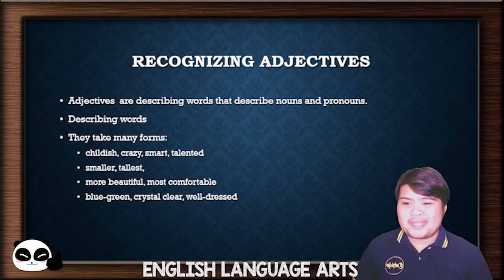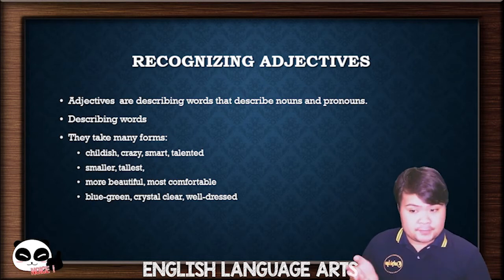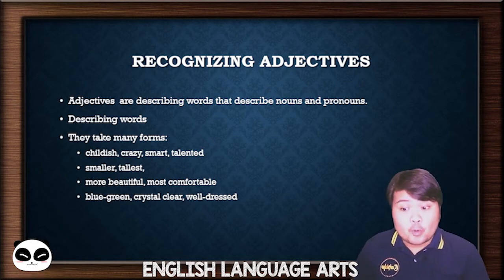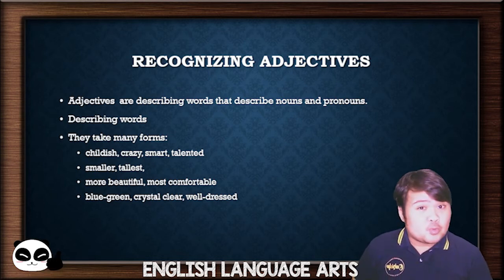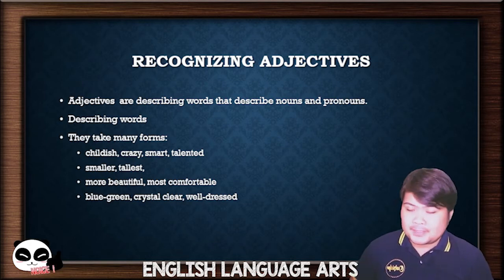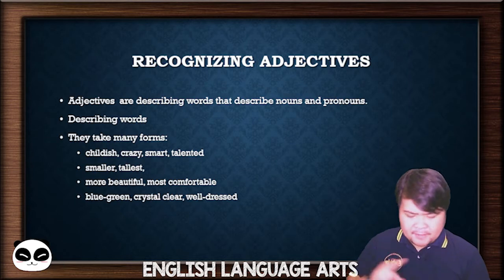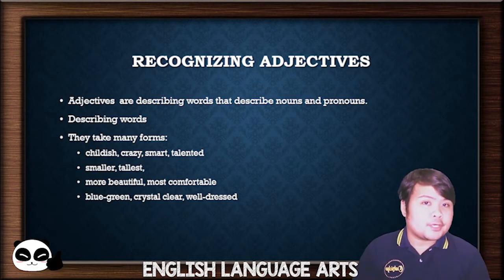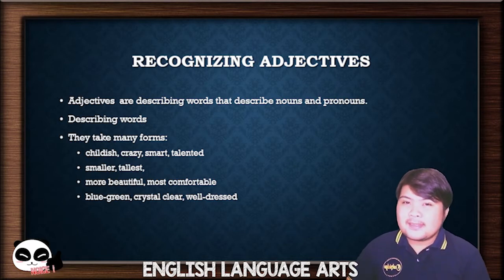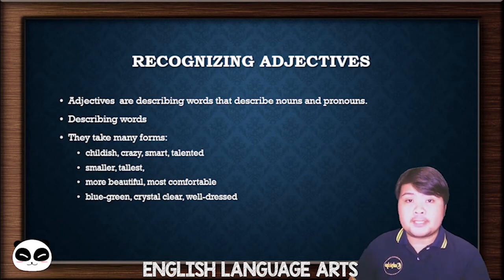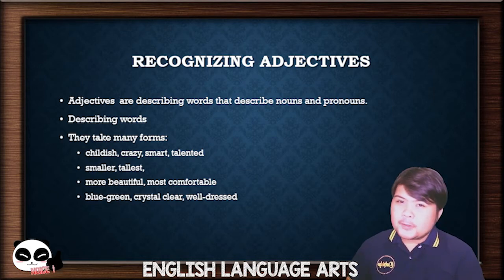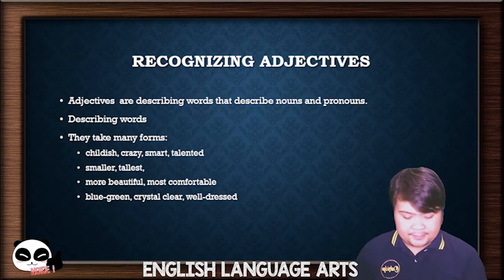Now they have many forms. You have the very basic, such as, for example, childish, crazy, smart, talented. Next we have smaller, tallest, more beautiful, most comfortable, blue, green, crystal clear, well dressed. These are all different adjectives with different forms, and we will go through them one at a time. First, let us go through the correct order of adjectives when you're using them in a series. When you say series, this is a group of words combined by the word and. As we go through the correct order, I will also be discussing the different kinds of adjectives.